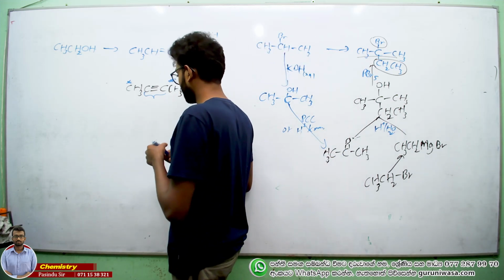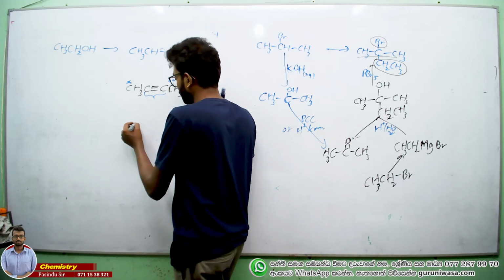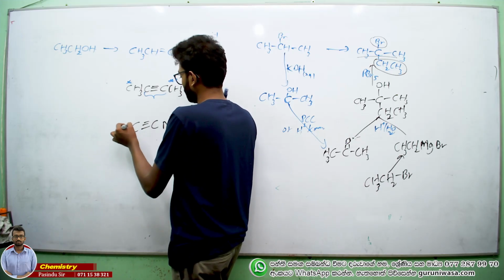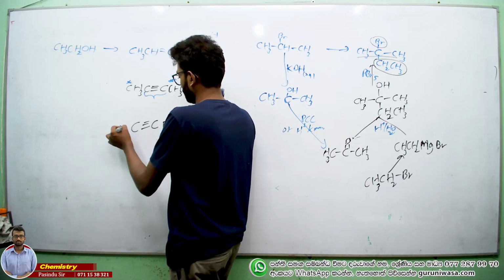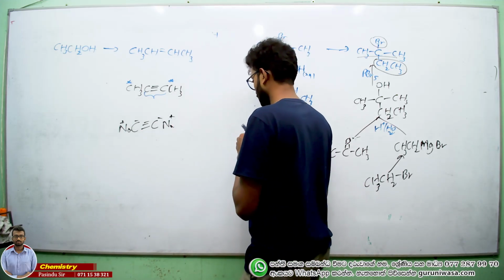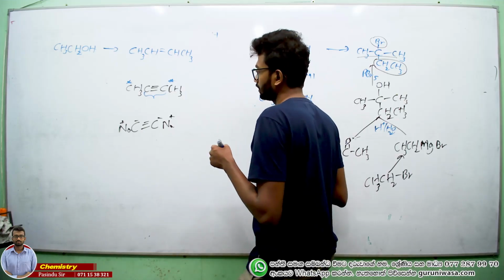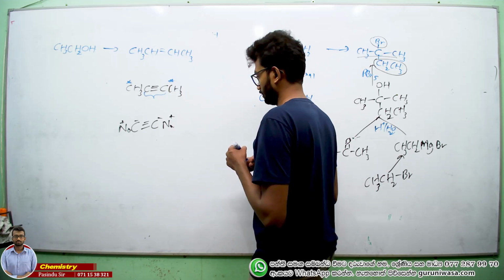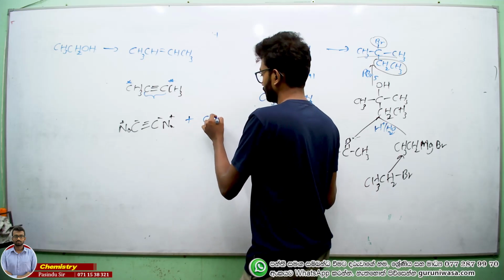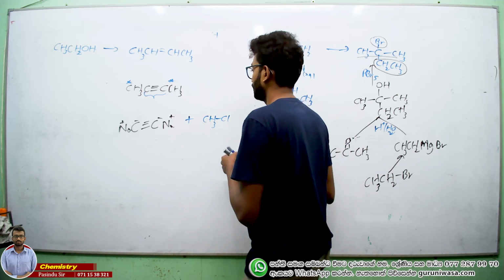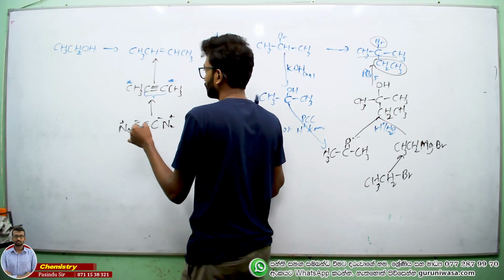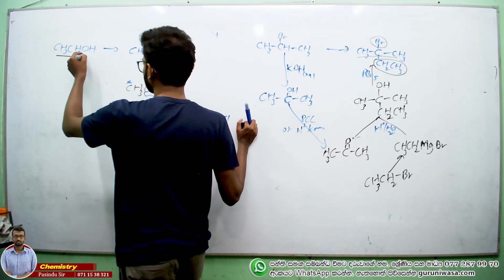That means previously it may have something like this: C triple bond C, Na plus minus, this kind of structure. And then this thing reacts with CH3, CH, then it gives this structure. Then just convert this one to carbon.